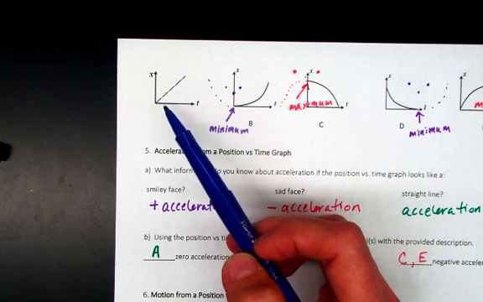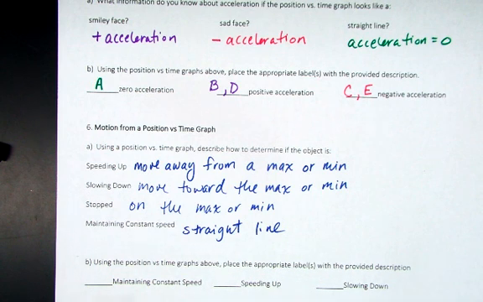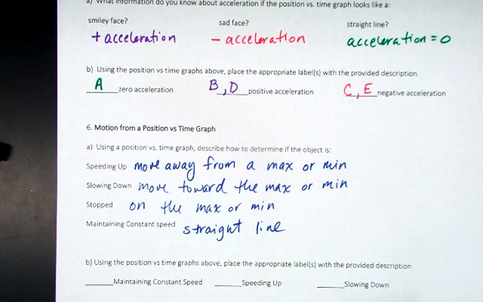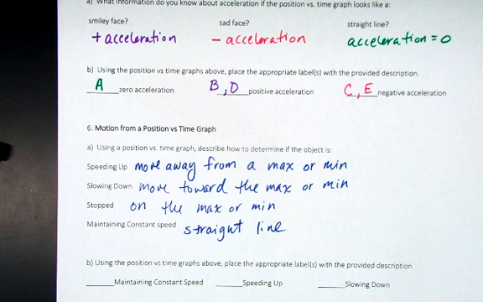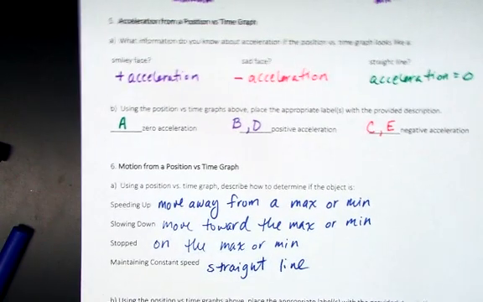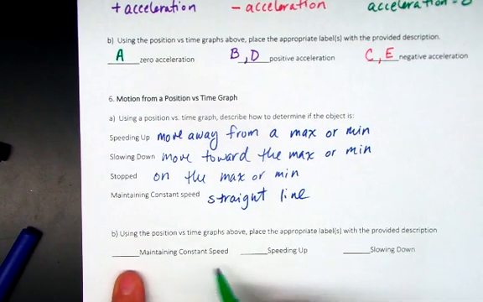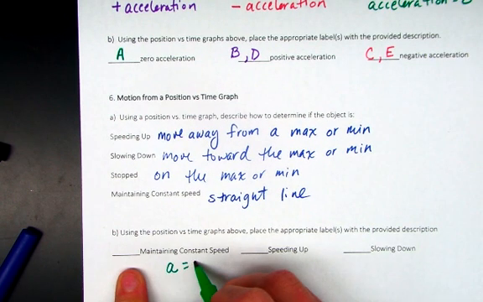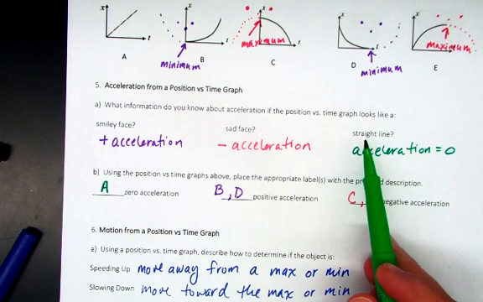Anytime it's straight, that means your velocity is constant. It's not changing. So using the graphs, we are going to label again, but this time we're going to label maintaining constant speed, speeding up, or slowing down. So let's take a look at maintaining constant speed. This means that the acceleration is 0. When does that happen? That happens anytime you have a straight line, and that is going to be A.